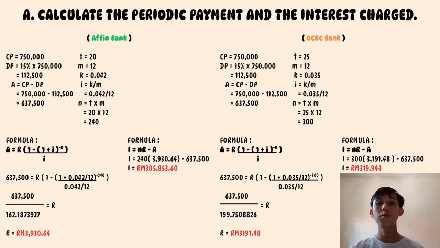So we move to OCBC Bank. Here we have the CP, DP, T, M, K, I, N. The formula to find R, the periodic payment, is the same: A equals R bracket 1 minus bracket 1 plus I power negative N bracket over I. So this is the answer to find R. How to find interest? It is also the same: I equals N R minus A. So this is the answer for interest for OCBC Bank.